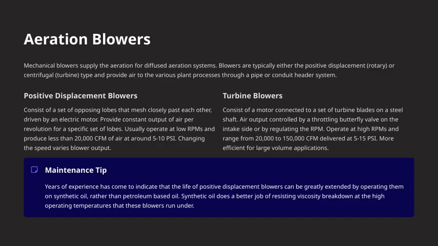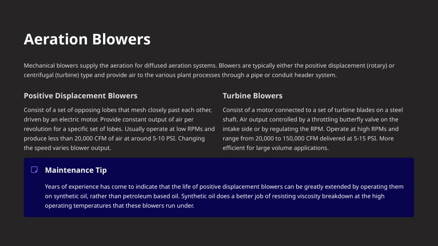Let's talk about aeration blowers, which are essential for providing the air needed in diffused aeration systems. These blowers are generally either positive displacement, also known as rotary blowers, or centrifugal, which are turbine blowers. They deliver air through a system of pipes or conduits to various parts of the plant. Starting with positive displacement blowers, they work by using a set of opposing lobes that mesh closely together. These lobes are driven by an electric motor.